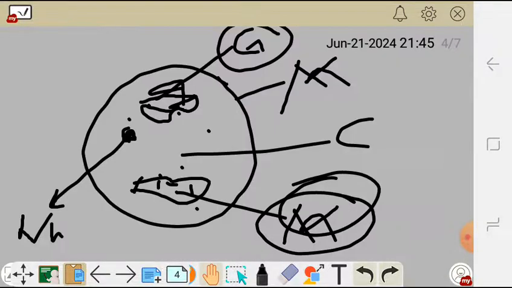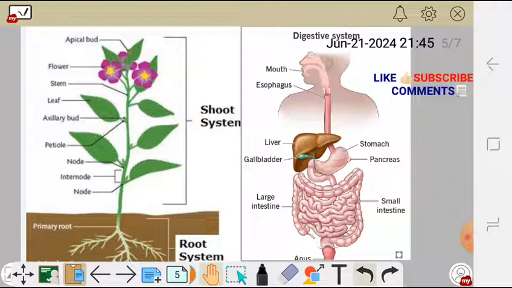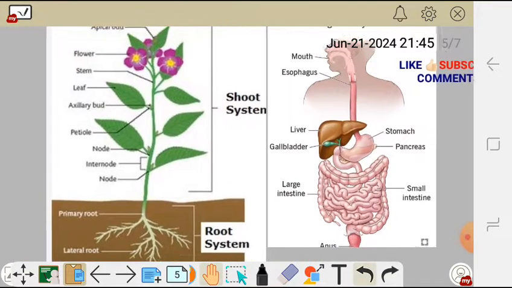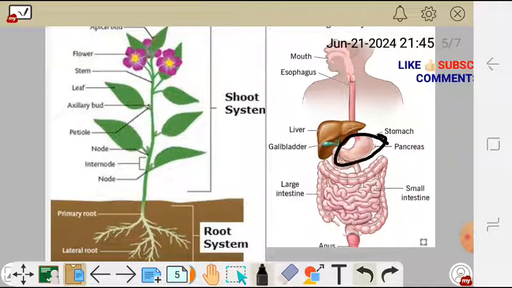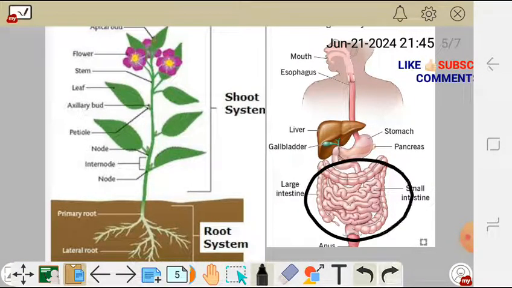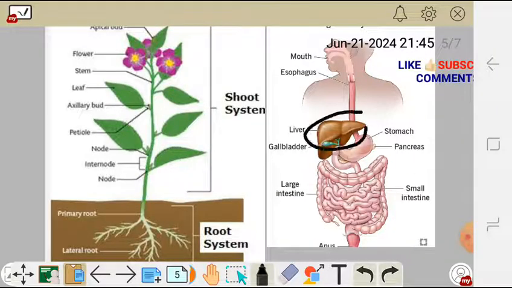So I have this diagram here, so we can see this is a system, a digestive system. A digestive system consists of different organs. So we have the stomach there, as you can see, the stomach is an organ. We have the intestines here, those are organs. We have the liver, which is an organ. And then just behind the stomach, we have the pancreas, which as well is an organ. The esophagus is an organ.